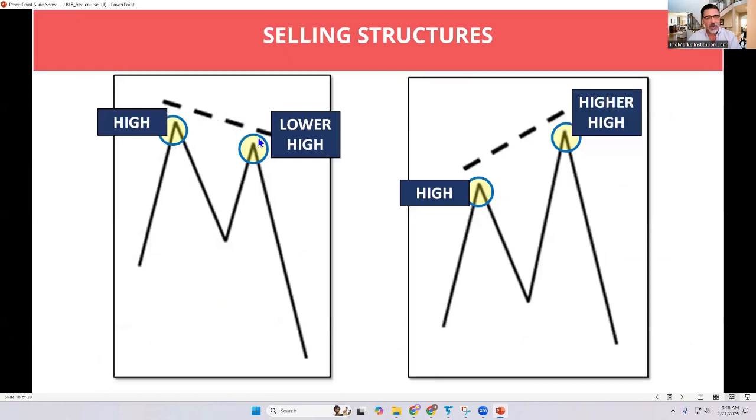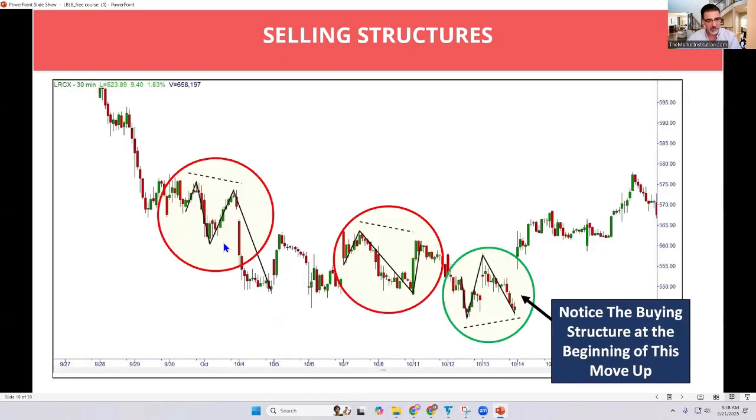Structures with lower highs or higher highs can be seen around reversal and trending price patterns on a chart. Usually they're located high on the curve, or in a downtrend, low on the curve.